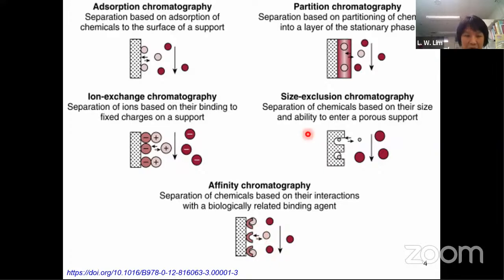Another one we call size exclusion. This size exclusion includes gel filtration and gel permeation.